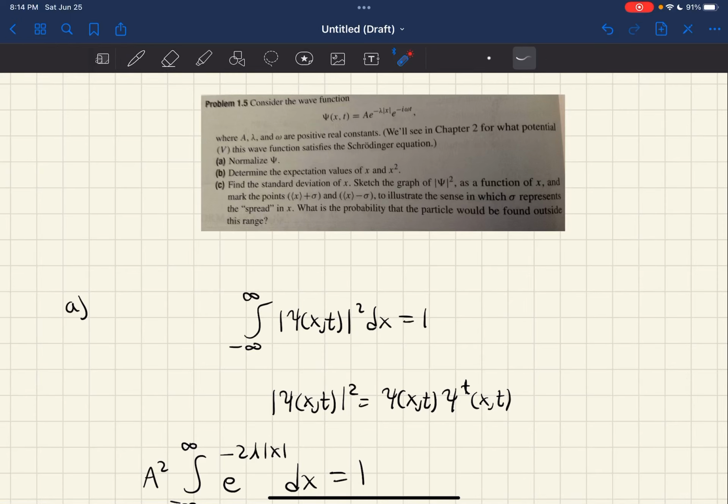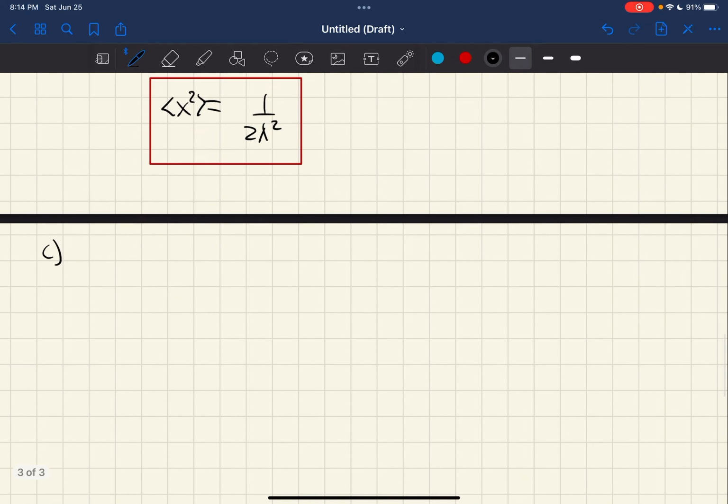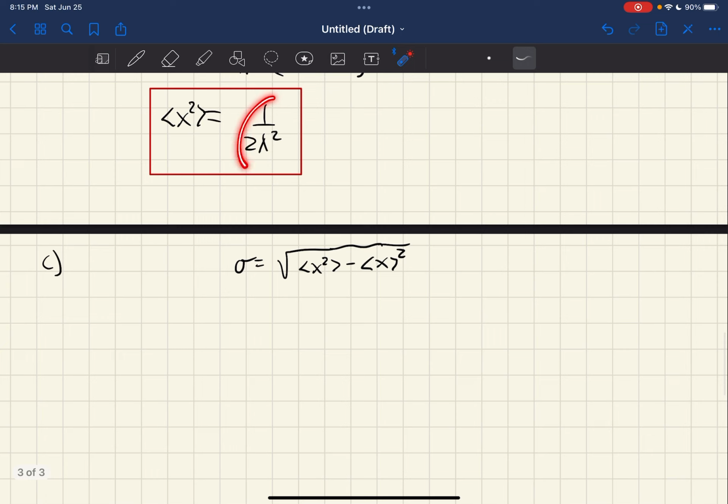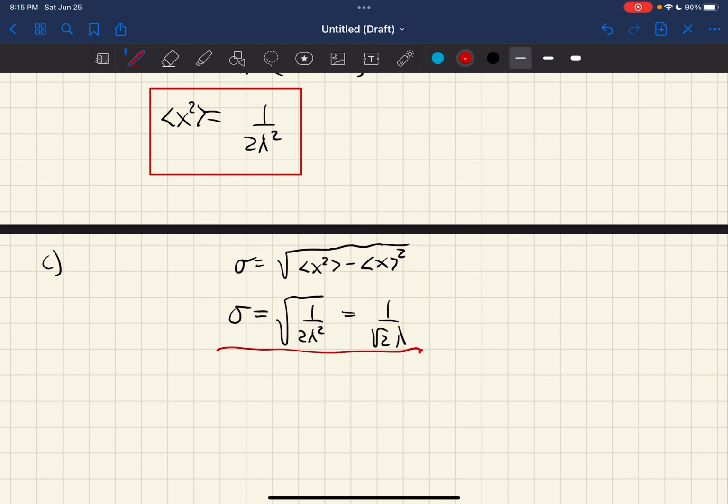All right, so the first part of part C asks us to find the standard deviation of x. Let's go ahead and do that. The standard deviation of x is given by this equation right here: the square root of the expectation value of x squared minus the expectation value of x, quantity squared. And we found in part B that the expectation value of x is 0, and the expectation value of x squared is given by this right here. So the standard deviation is simply the square root of 1 over 2 lambda squared, or 1 over root 2 lambda. So this is the standard deviation.